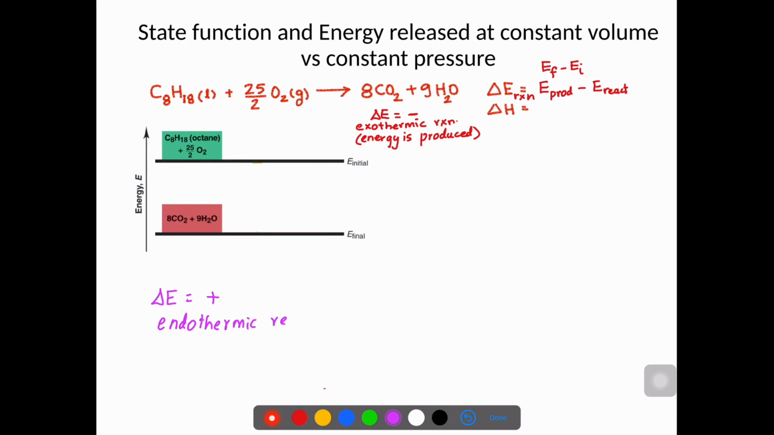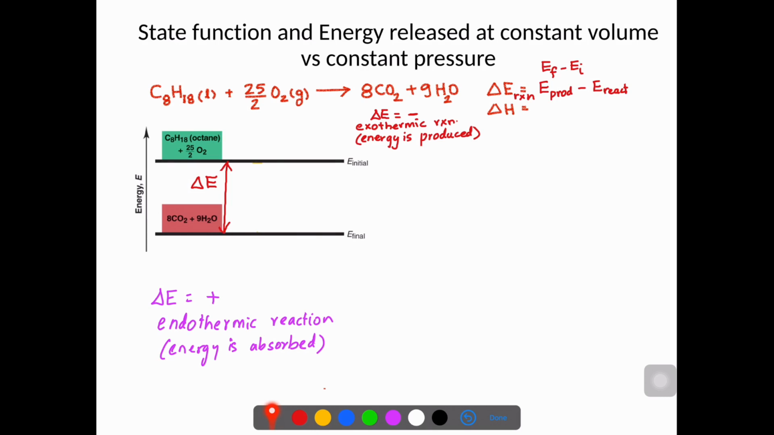Endothermic reaction. And what that means is energy is absorbed by your reactants. Energy should be absorbed by the reactants to carry on, for them to convert to products. Okay, so I'm going to label it here on this chart. So this difference in energy between the products and reactants, this difference is my delta E.